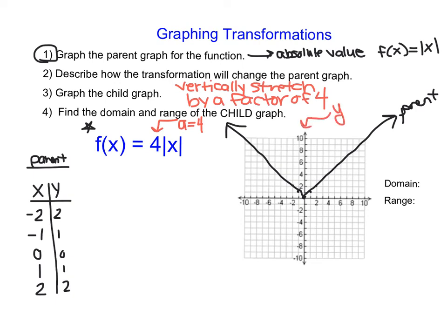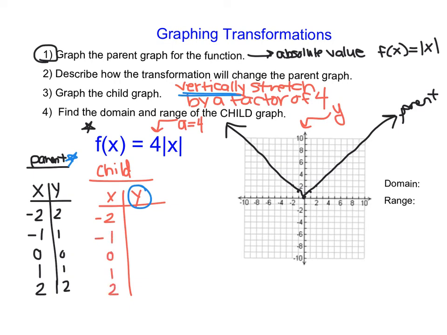So what we're going to do is create a new table for our child graph. Because this child graph is being vertically stretched, we are just going to change its y values. We're going to change its y values here to be 4 times as tall as the parent graph. So our x values stay the same. We have -2, -1, 0, 1, 2.